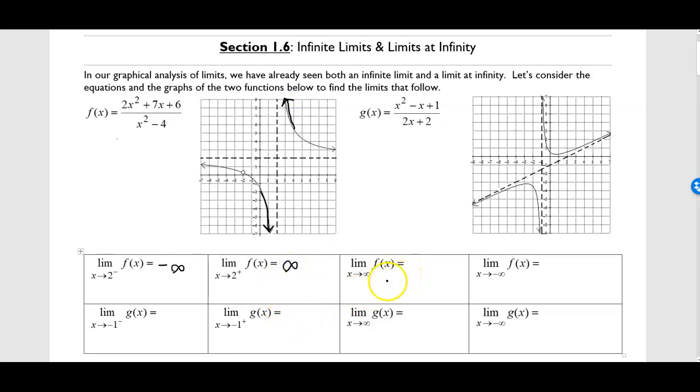For the limit as x approaches infinity, so I'm looking at my right end behavior, I can see that that looks like it is approaching 2. It also helps that I have this horizontal asymptote drawn here, so I can see that for my limit as well. So again, that is right end behavior when it's asking for the limit as x approaches infinity. For the limit as x approaches negative infinity, looking at my left end behavior, that is also approaching 2.